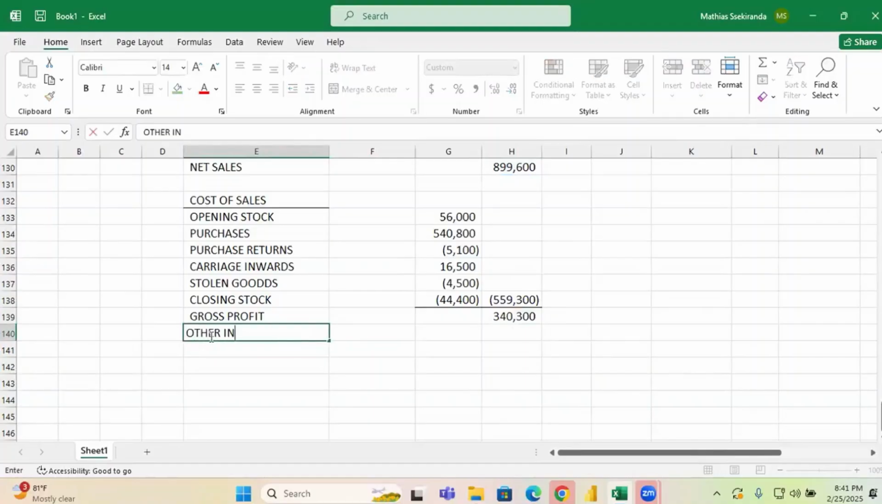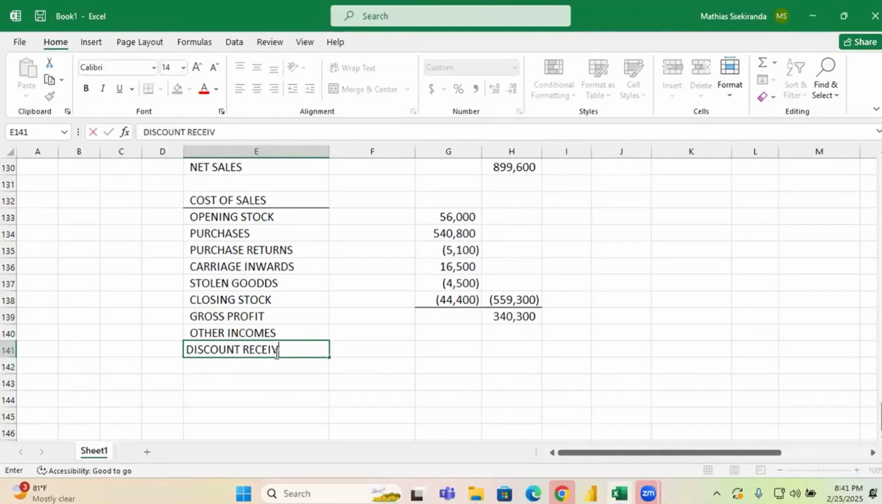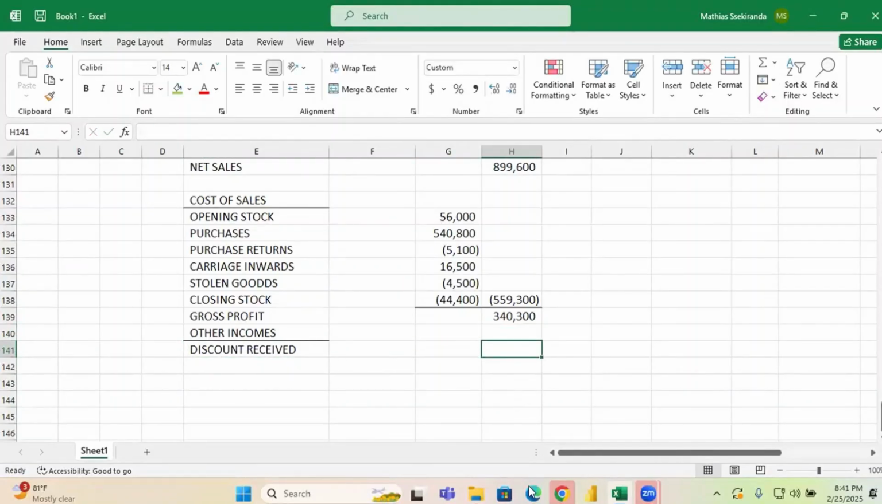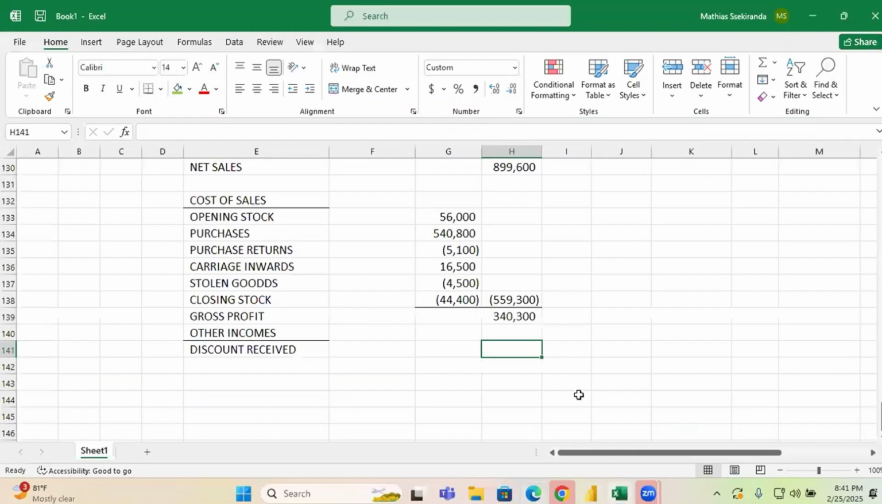Then you bring your other incomes, same format. We have discounts received. Discount received is always a credit, 4,250. So 4,250 is an income that we have to bring here.